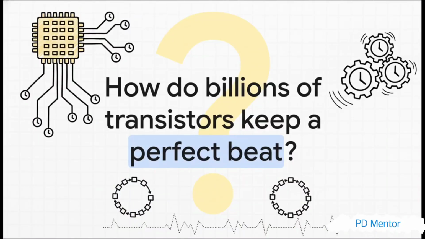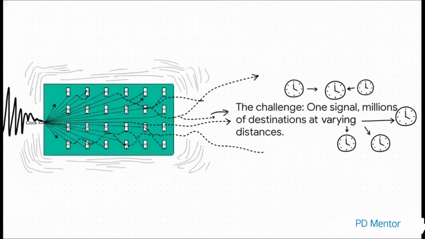I mean, think about it. The chip in your phone, your computer, it's got billions of these tiny little switches, these transistors, that all have to flip in perfect, flawless unison. How is that level of synchronization even possible? The most obvious approach, right? Just run one wire from a single clock source to everything. Well, that would be a total disaster.